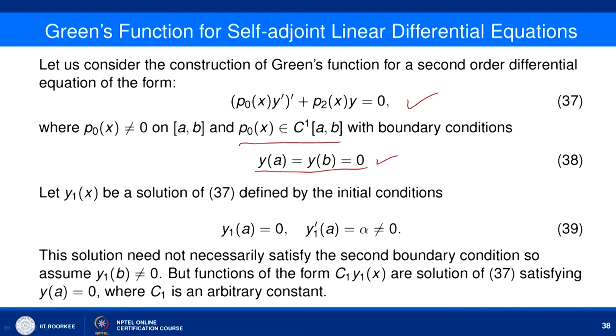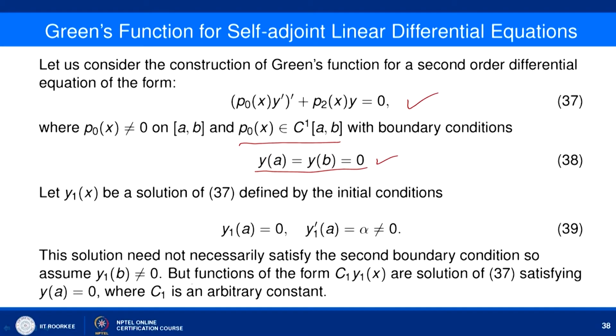So, this solution need not necessarily satisfy the second boundary condition, that is, y1(b) may not be 0. But if y1(b) is equal to 0, then we have already solved our homogeneous problem, and we need not consider anything more. But here it may not always be possible to have a solution for which y1(b) is not equal to 0.